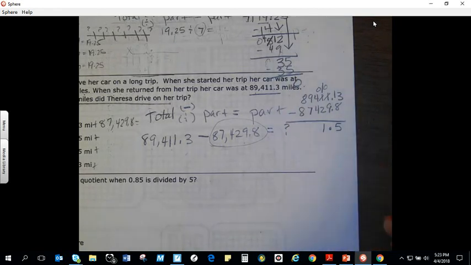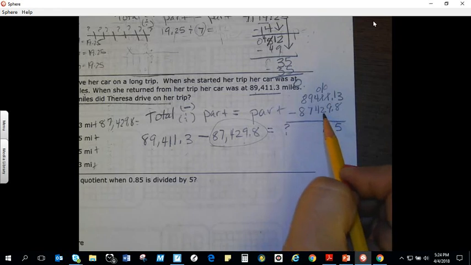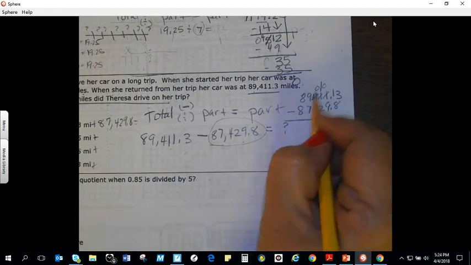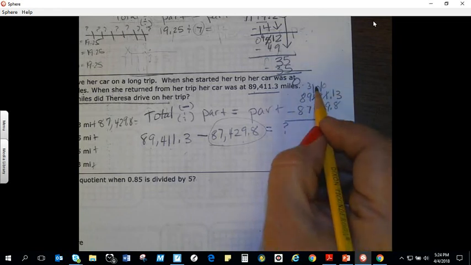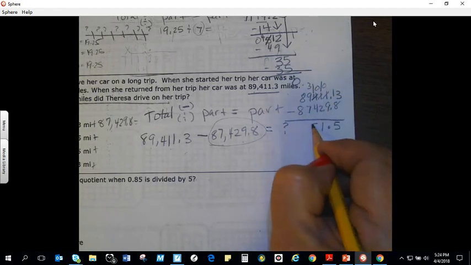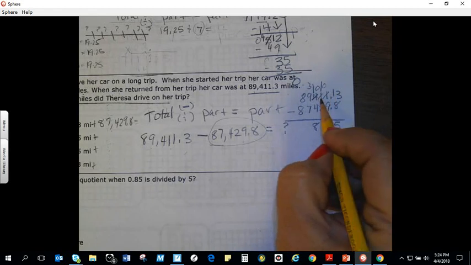Okay. Now I can't take 2 out of my 0, so I'm going to regroup to my 4. That becomes a 3, and now it's a 10. 10 minus 2 is 8. And this was my 3.